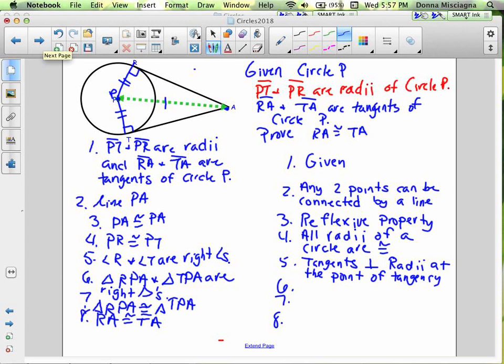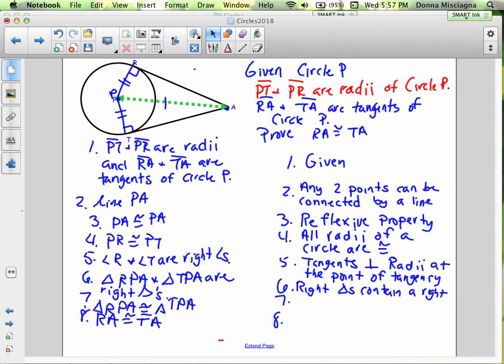Triangle RPA and triangle TPA are right triangles. How do I know that's a right triangle? Well, what do we know about a right triangle? Right triangles have one right angle. So right triangles contain a right angle. If a triangle has a right angle, it's got to be a right triangle. Let me just squeeze in the angle symbol there. There we go.